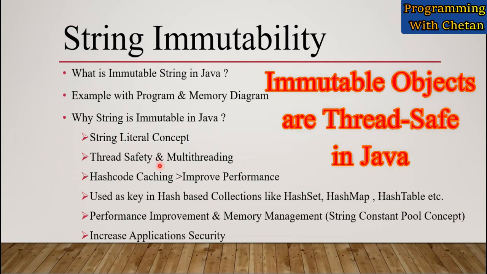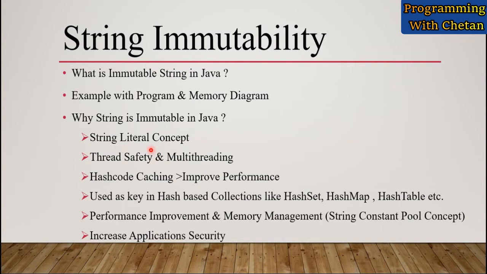Friends, as we all know, immutable objects are thread safe, which means that at a time only one thread is allowed to acquire a lock on an object. As the string class is immutable, it is thread safe, and we can directly use our string object in multi-threading without any need of external synchronization.